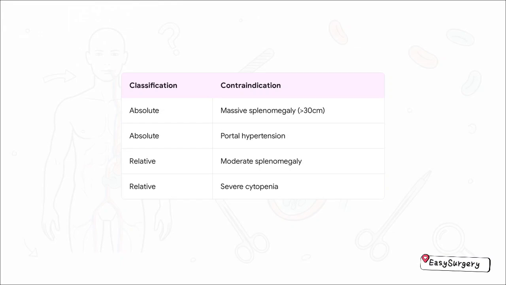Relative contraindications, on the other hand, would be moderate splenomegaly, so around 20 to 25 centimeters, or severe uncorrectable cytopenia, meaning dangerously low blood cell counts that you just can't fix beforehand.